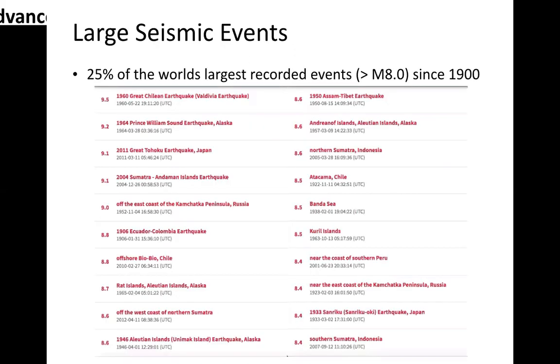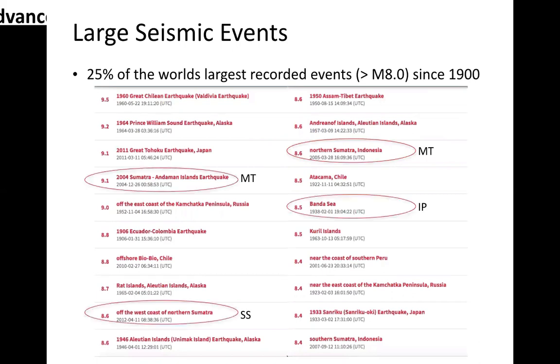In fact, Indonesia holds 25% of the world's largest recorded events since the year 1900, 4 of which have occurred within the past 20 years, the majority of which occurred via megathrust events, which we talked about briefly in the introduction, with one being the largest strike slip event ever recorded, and the other being the largest intraplate or intraslab event ever recorded.